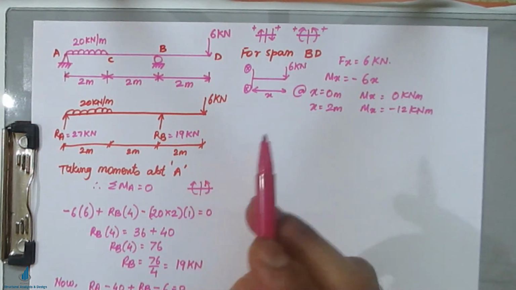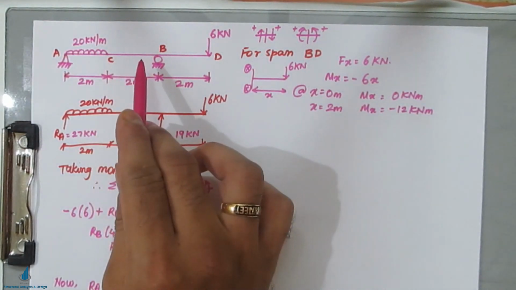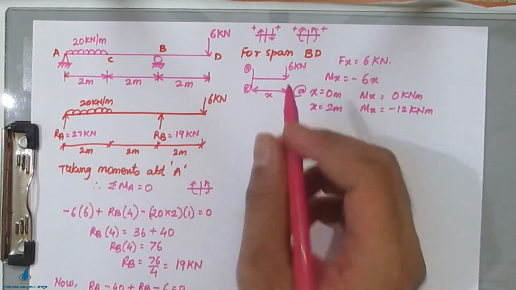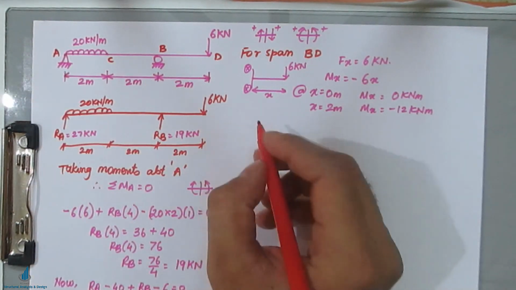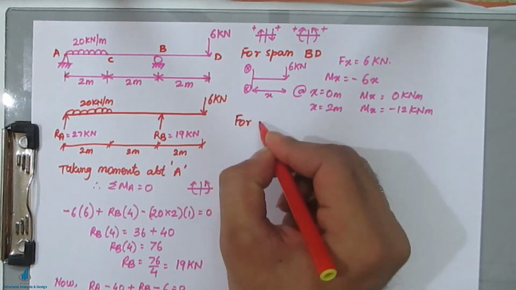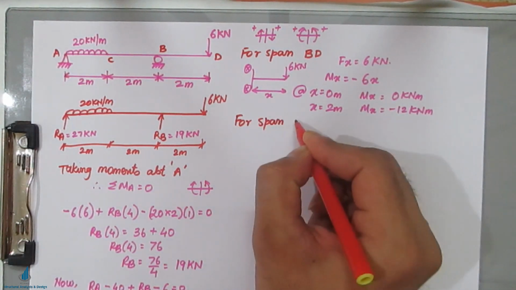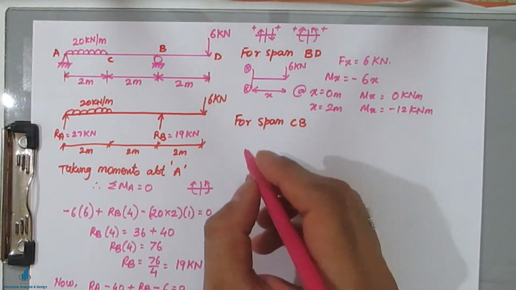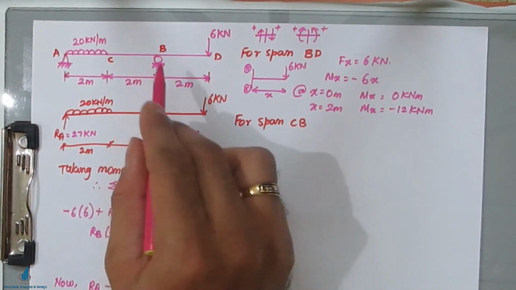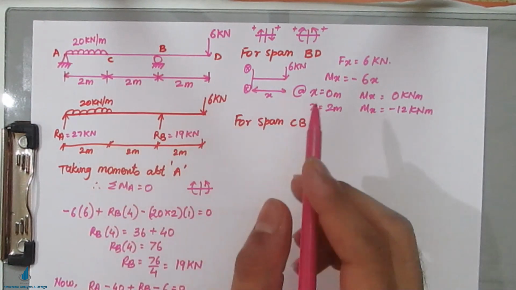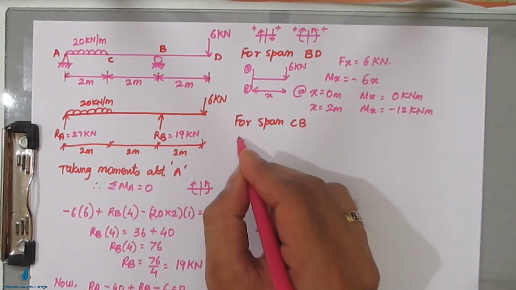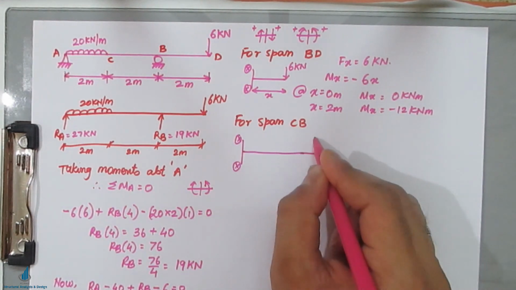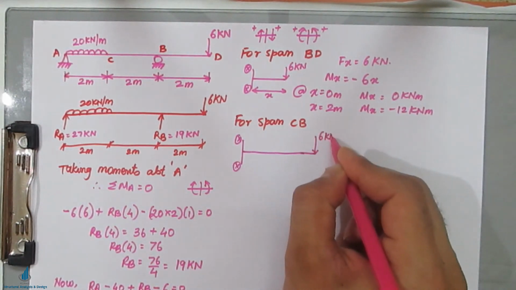Now we shall proceed to the span CB. Okay, this is completed. Now we are moving to CB. Now what will happen, we shall take only those spans. So while taking CB, BD also will come into the picture. So this is your XX section and this is your 6 kilonewton.